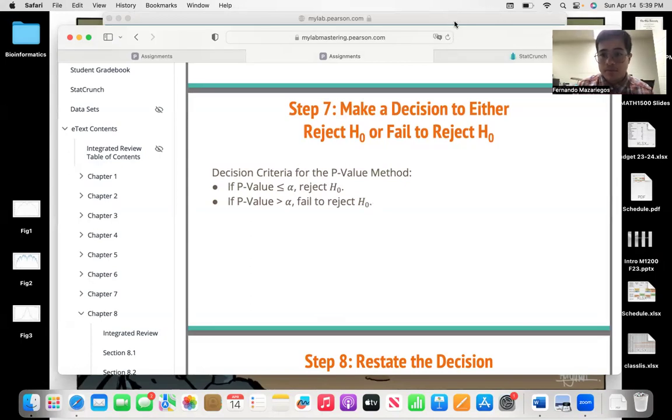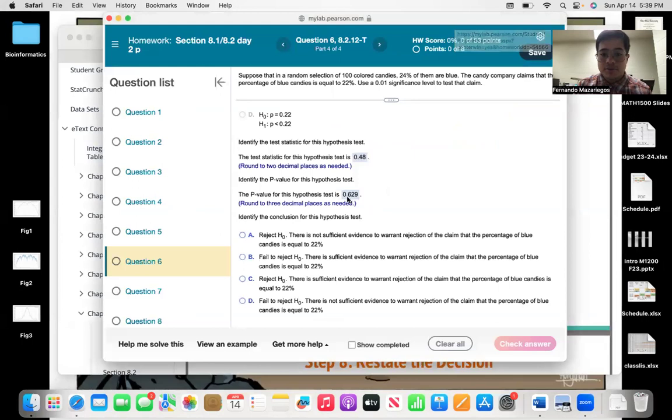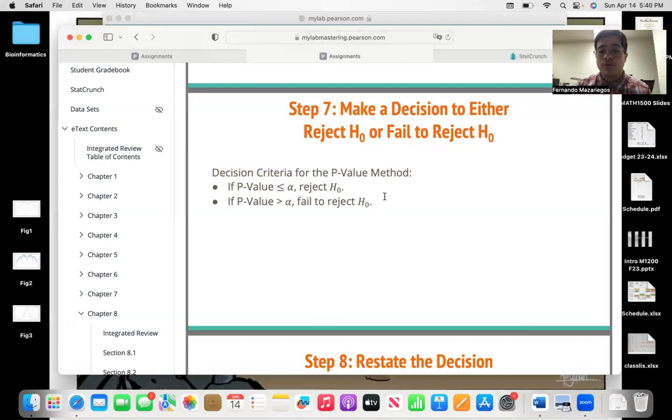In this case, remember our alpha confidence level is 0.01 and our p-value is 0.629. So the p-value is clearly greater than the confidence level. So that means that we are going to fail to reject the null hypothesis. And with this, we need to go to step number 8 and restate the decision.